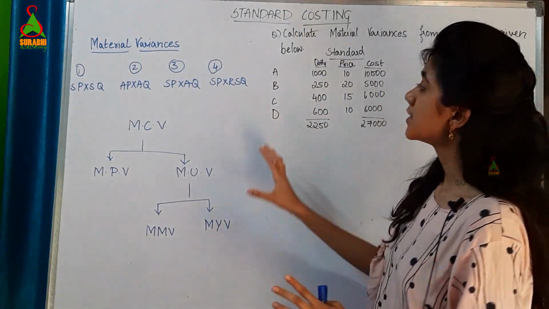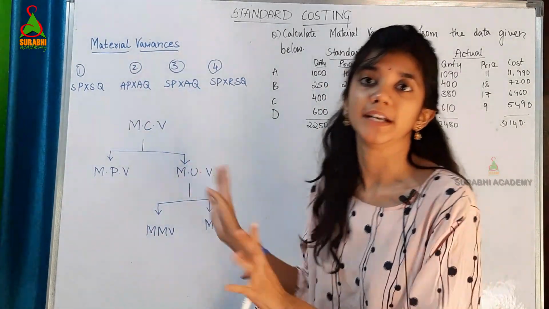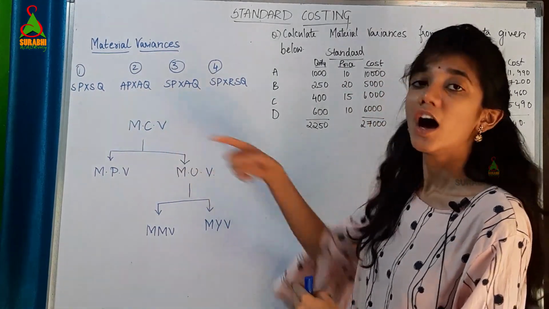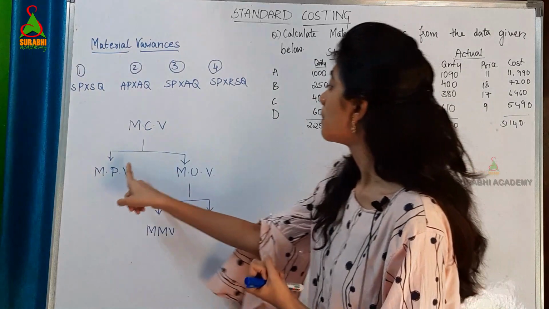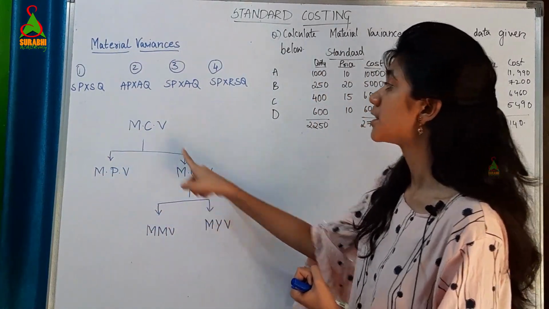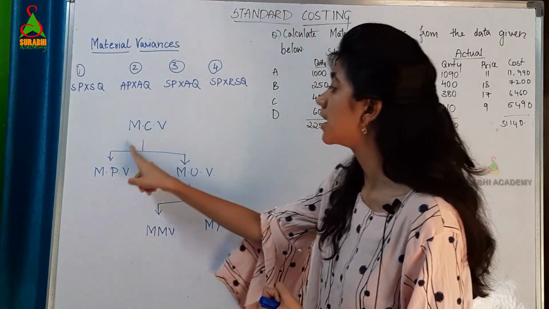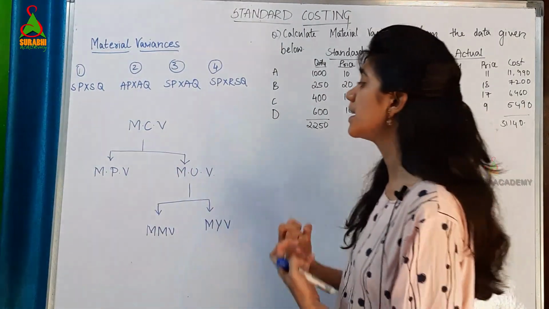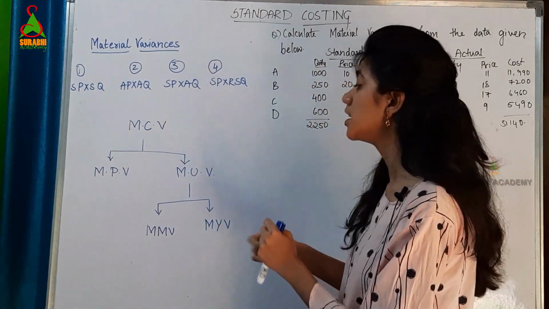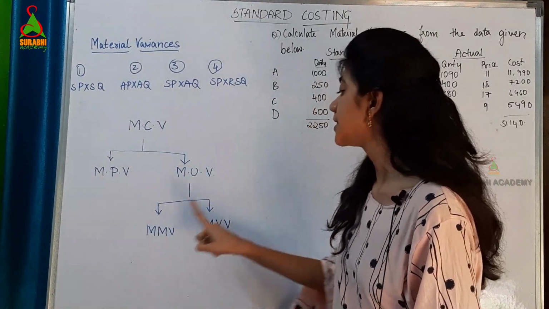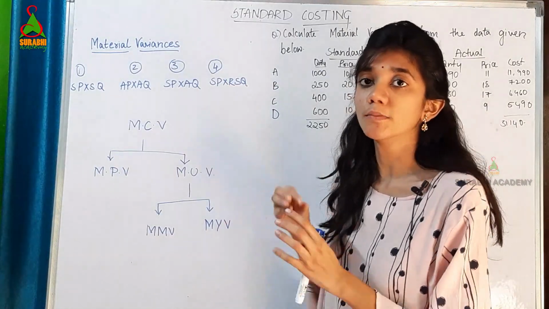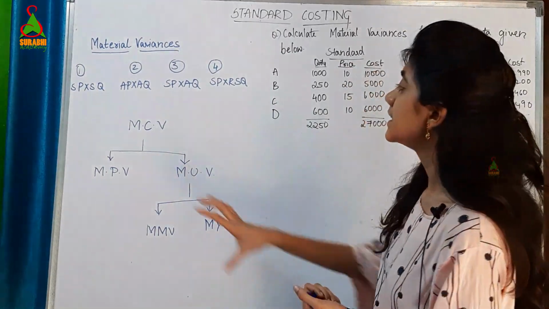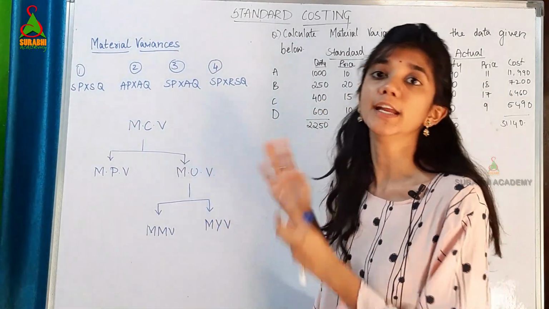See, these are the various variances available in material. Okay, first one, material cost variance. How will we get cost? From price and usage. So it is further divided into material price variance and material usage variance. How will we get material usage variance? Again, material mix variance and material yield variance. How much we are mixing and how much we are yielding. So these are the various variances in material.